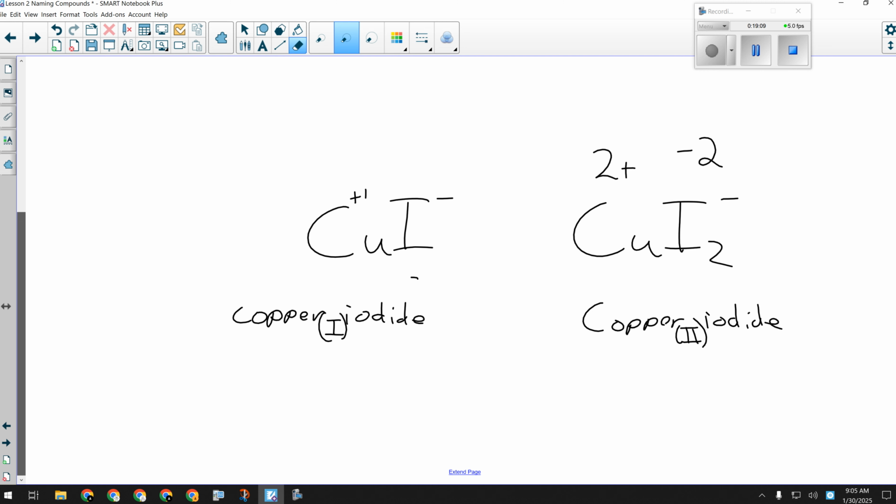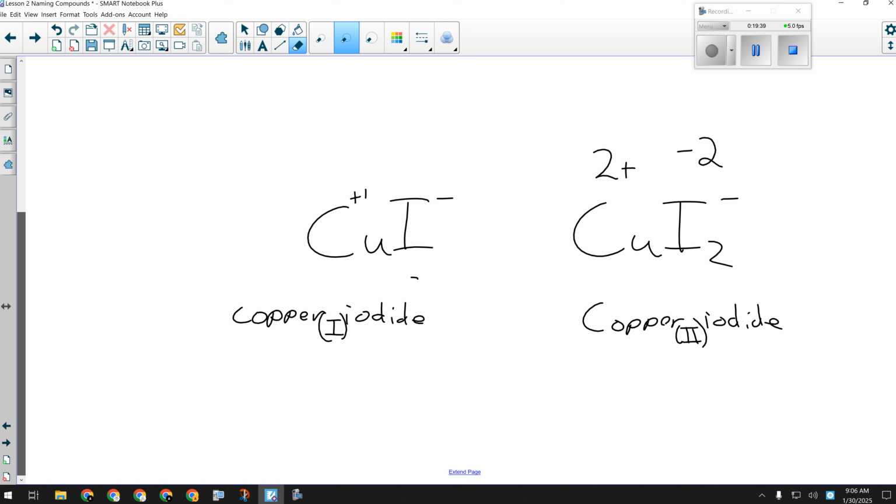You only use Roman numerals if the metal you're dealing with has more than one possible charge. So when you're looking at your periodic table, most of the ones through the middle are what we call multivalent metals, and they have more than one possible charge. If you see that, then you will need to put a Roman numeral, the appropriate one obviously, in their name.